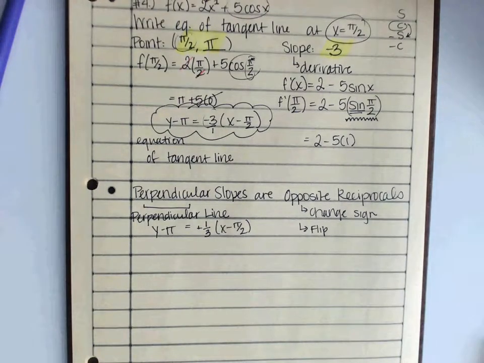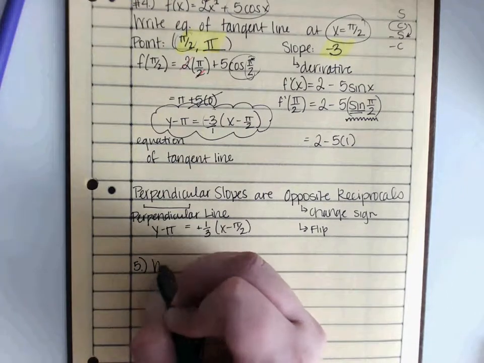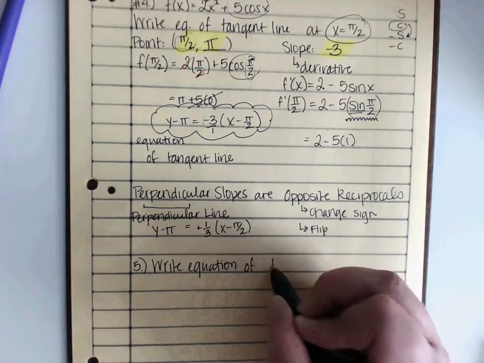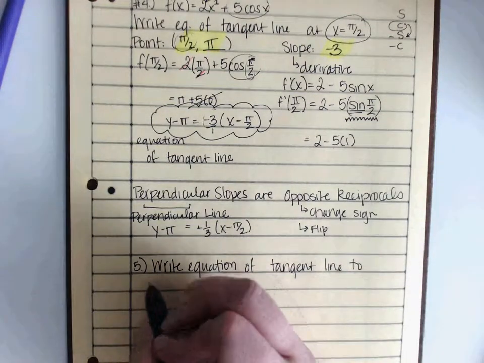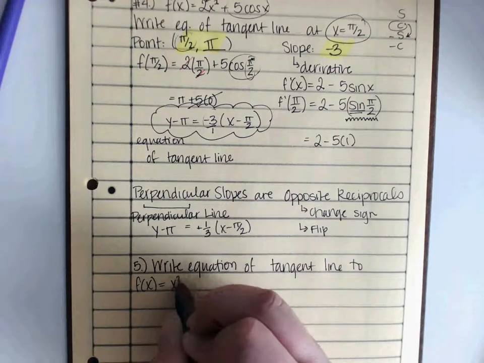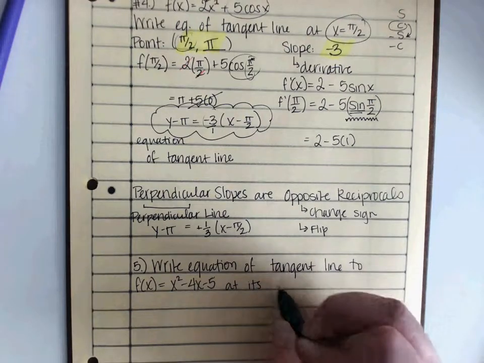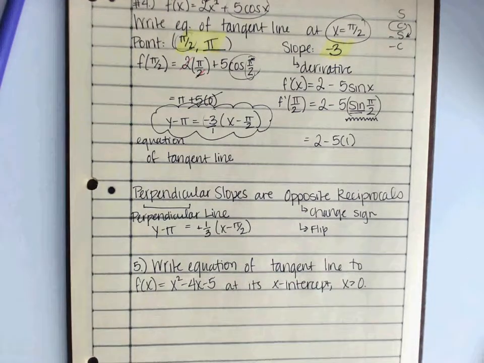Alright, hopefully that makes sense. So we are going to try to get through a couple more examples here. The next one is going to be to write the equation of the tangent line to f of x equals x squared minus 4x minus 5 at its x-intercept, x greater than 0.